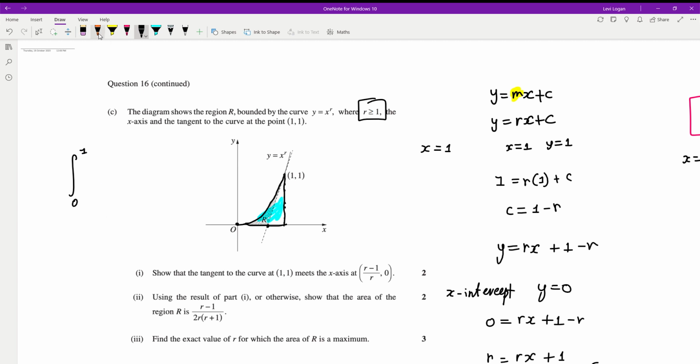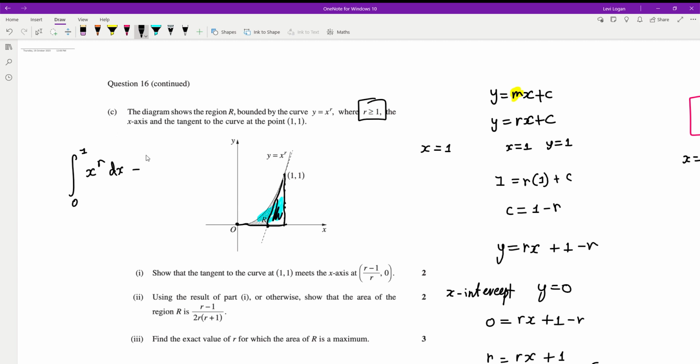So if we want to work out this region in here, we're going to have the integral from 0 to whatever that value is, which we just worked out. We're going to work out pretty much this entire blue region here. So that would be the integral from 0 to 1 of x to the r dx. But you need to subtract this area here as well.